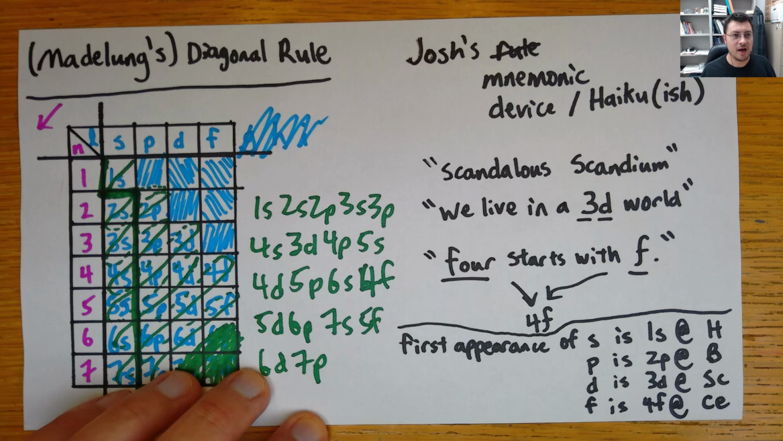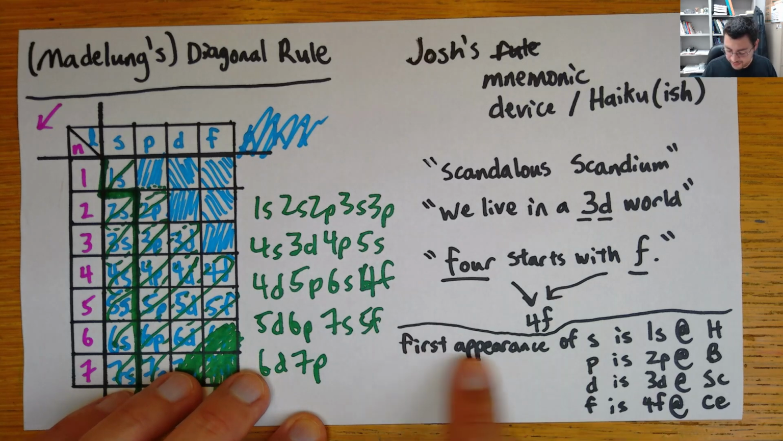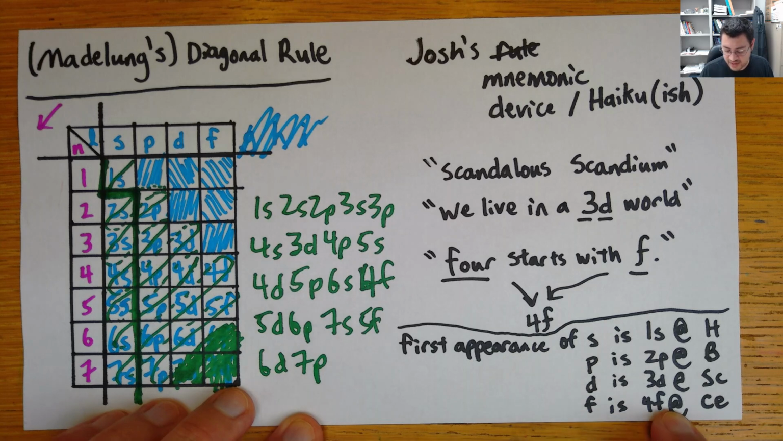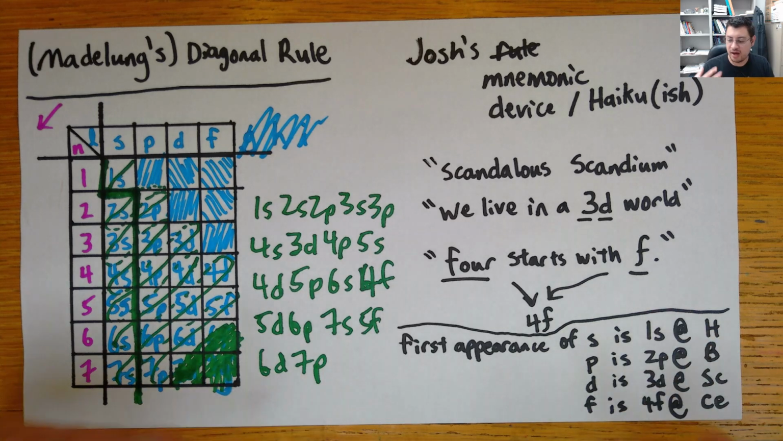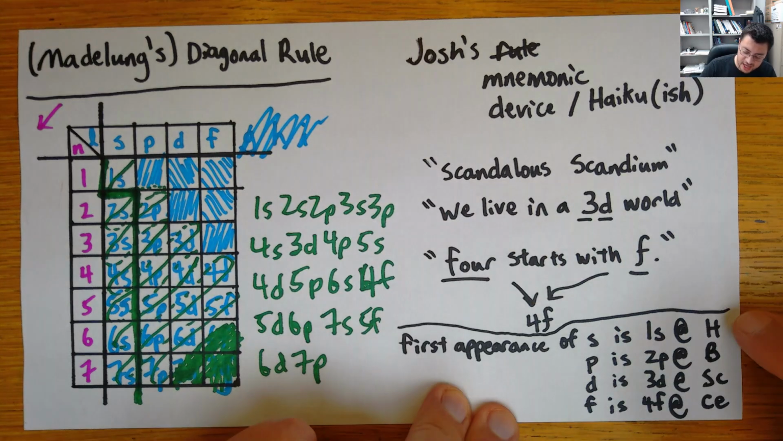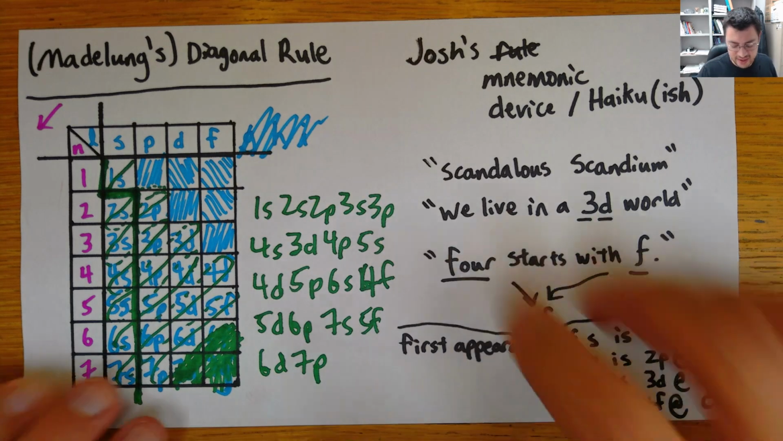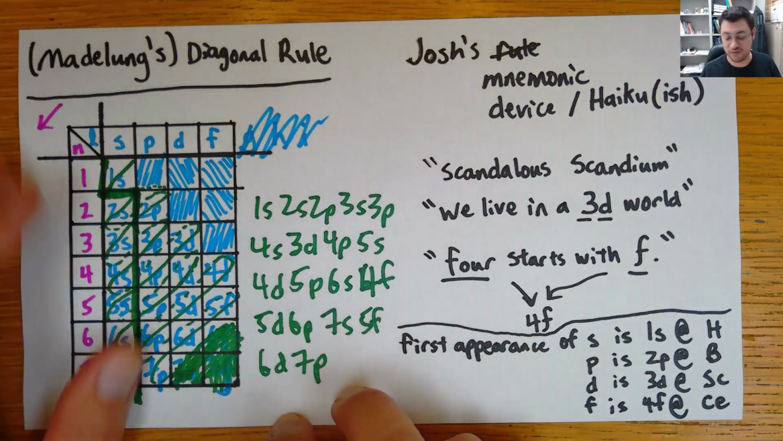All right, and one more thing. First appearance of S is 1s. First appearance of P is 2p. First appearance of D is 3d. First appearance of F is 4f. That's just part of the mathematics of Schrodinger's equation, so we're stuck with those. And those first times are for hydrogen, boron, scandium, and cerium. I find this easier, but if you like this, go for it.